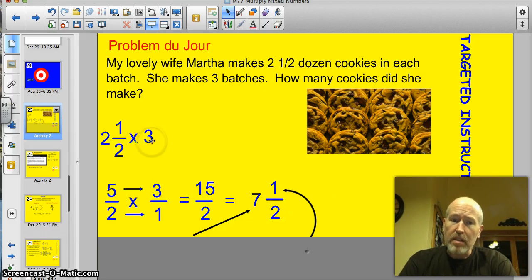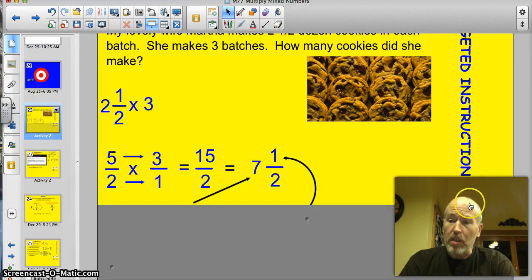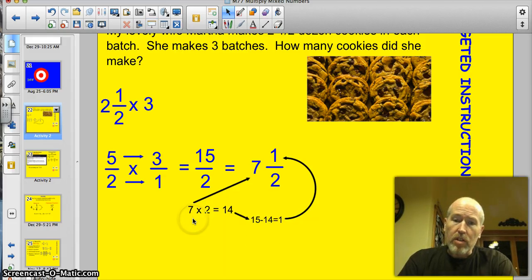Nice. Makes sense. 3 times 2 would be 6. 3 times a half is 1 1/2, so 7 1/2 dozen cookies. Let's see what's hiding down here. Just a little note. Remember, that's how we got there. 7 times 2 is 14. That takes care of 14. And then there's still 1 left over, which becomes the half. 7 and the leftover is a half. 7 and 1/2. All right.